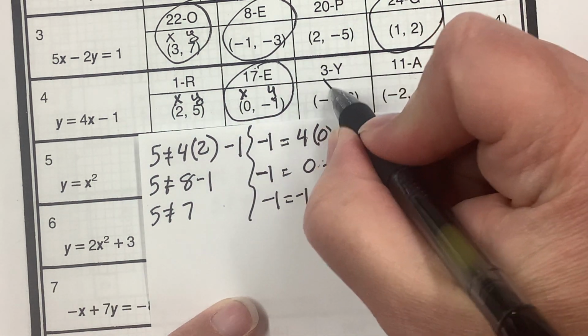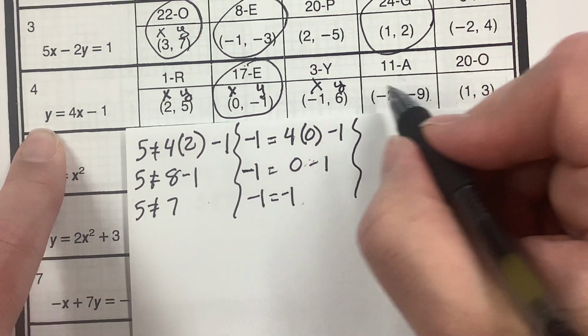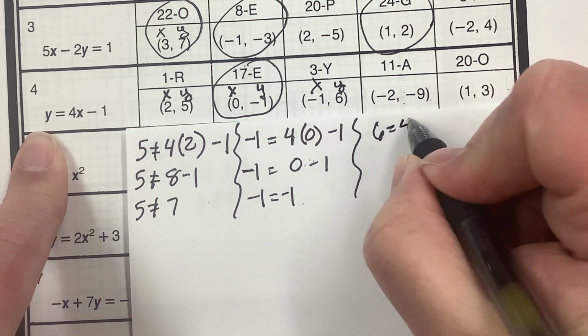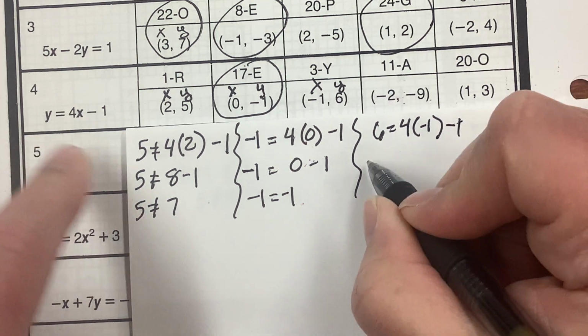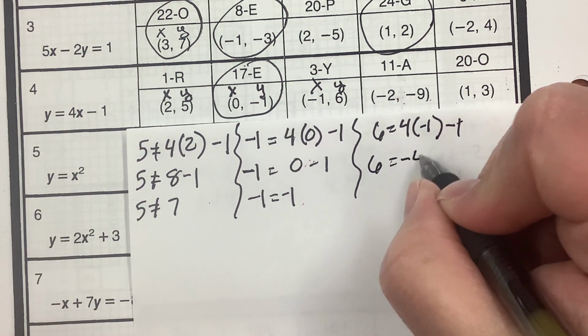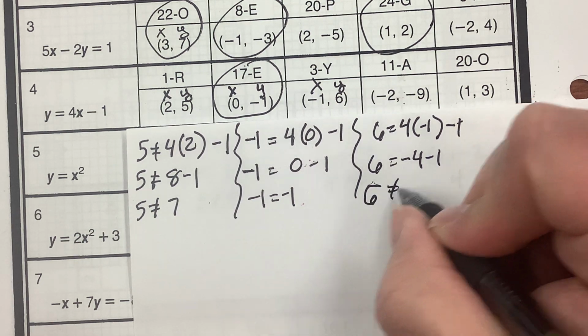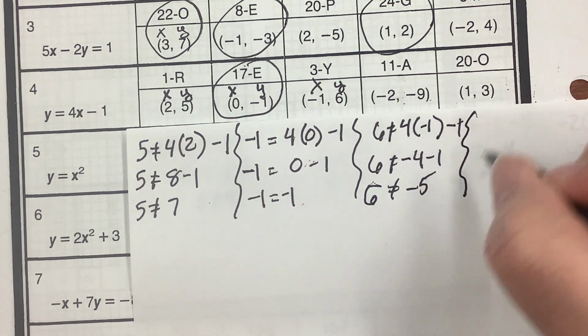Again, the x is first, the y is second. So in this particular equation, the 6 comes first. 6 equals 4 times negative 1 minus 1. 6 equals negative 4 minus 1. Wait a second. 6 is not equal to negative 5. Not equal, no good.